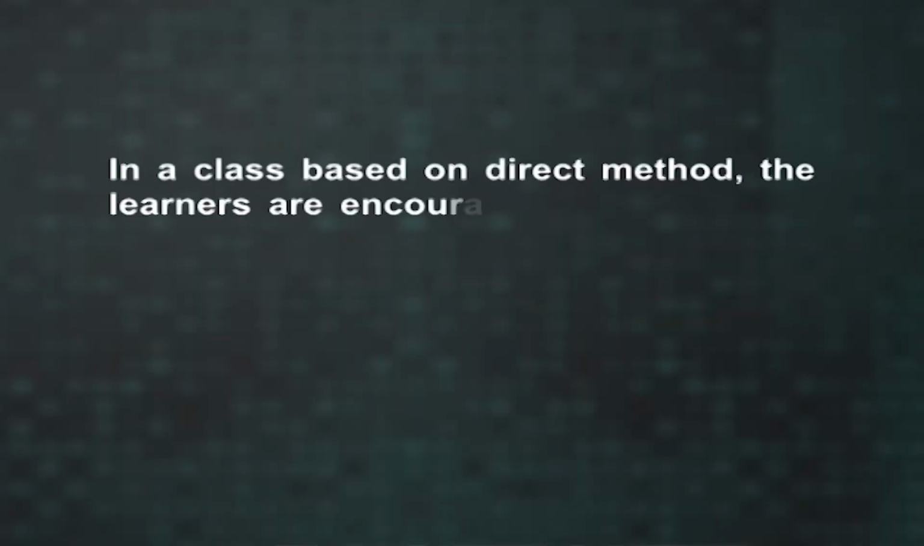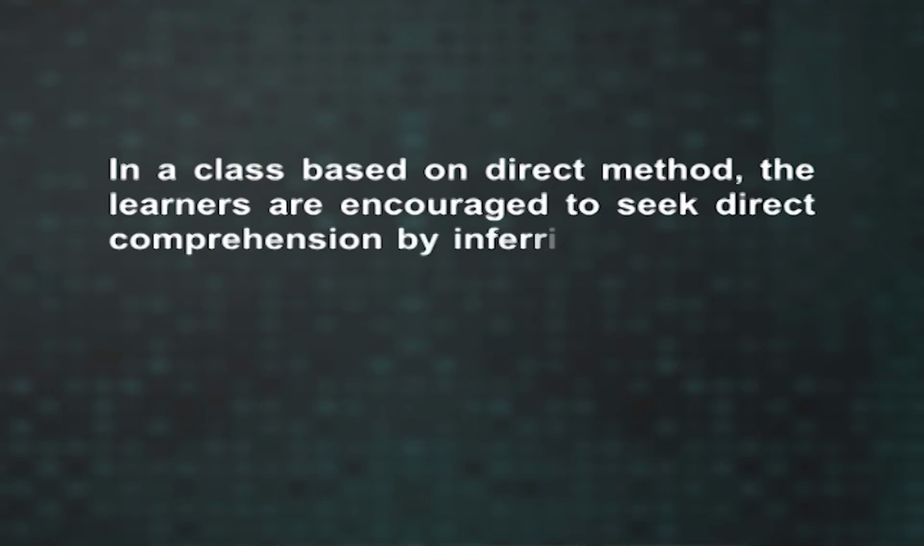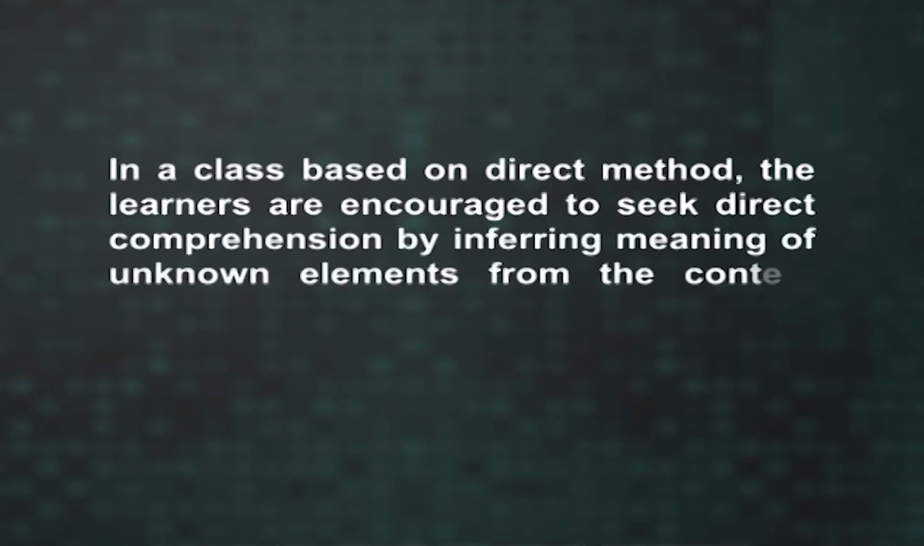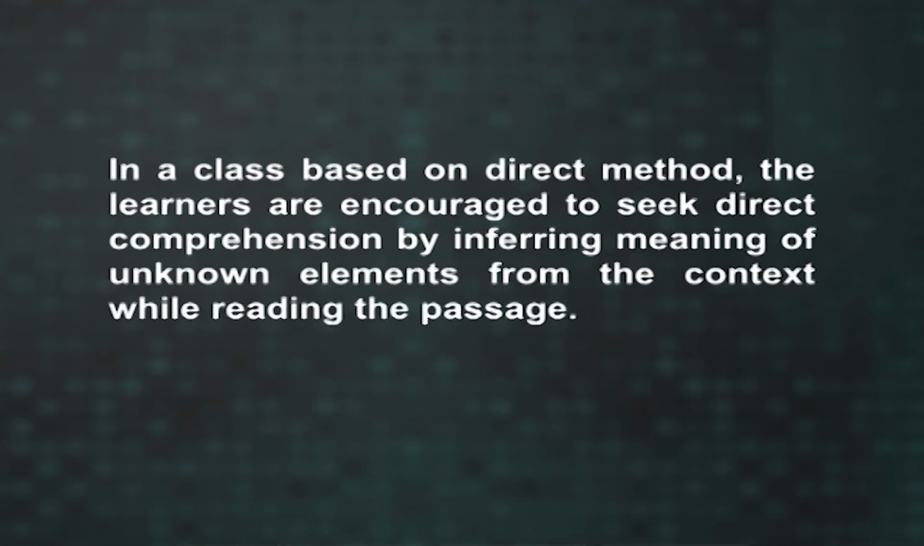In a class based on the direct method, the learners are encouraged to seek direct comprehension by inferring the meaning of unknown elements from the context while reading the passage. The teacher clarifies students' doubts by providing direct experiences associating the words and the objects. She resorts to miming, blackboard sketches or explanations in the foreign language where the words could not be made clear by concrete representation. The learners listen to the target language as the teacher uses complete, meaningful sentences during simple discourses.